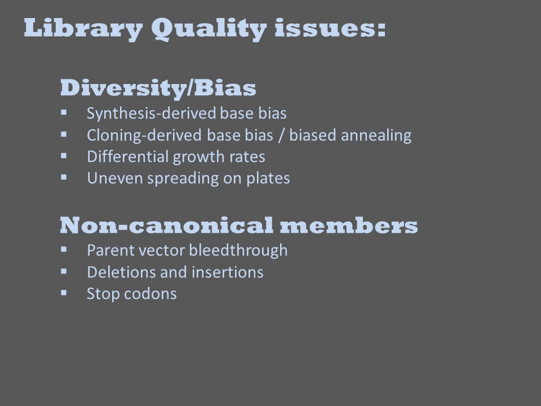For example, let's say you spread your library on plates, but you do not do so uniformly. You get some regions of the plate that are very sparse and others very dense with colonies. Since colony size is dependent on the local density, you get smaller colonies in the dense regions. As a result, those colonies that landed in a sparse region of the plate will become overrepresented in your library, causing bias. There are also some general quality issues you must consider in your library.